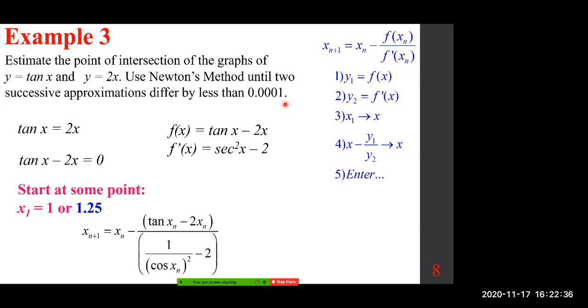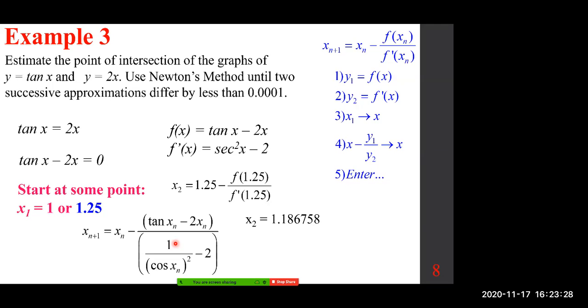Simply put f of x sub n, so x changes to x sub n. This is what you have. So if you're starting with 1 or 1.25, you just put it in. So x sub 2 equals x sub 1, which is 1.25, minus f of 1.25 over f prime of 1.25, which means tan of 1.25 minus 2 times 1.25, over, by the way, secant, for the sake of calculation, secant is the same as 1 over cosine. 1 over cosine of 1.25 squared minus 2. Okay, and this requires obviously a calculator. You come up with the answer.